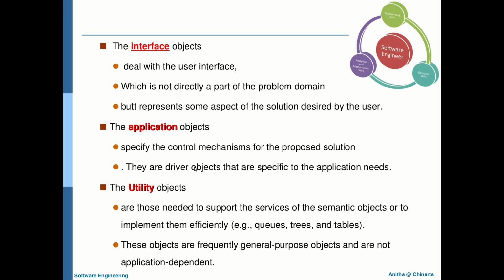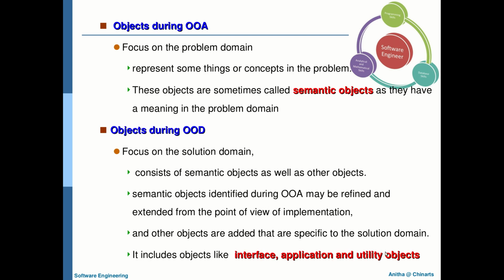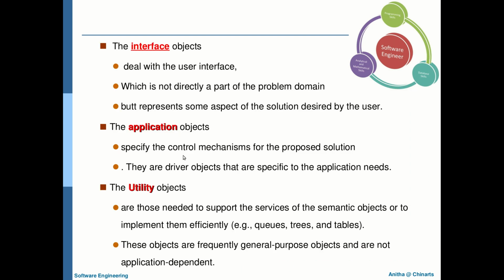These application objects are the driver objects which will be specific to the application needs. Then you have utility objects which will be needed to support the services of the semantic objects. That is what I told you in the previous slide. So you need utility objects which will be supporting the semantic objects. Interface object is used for communication between the objects, and the application object is used for the control mechanism.